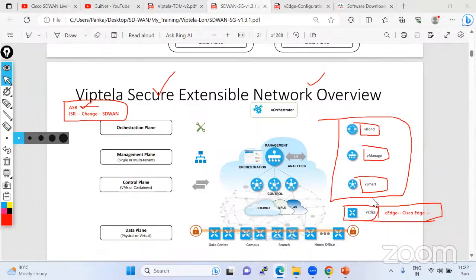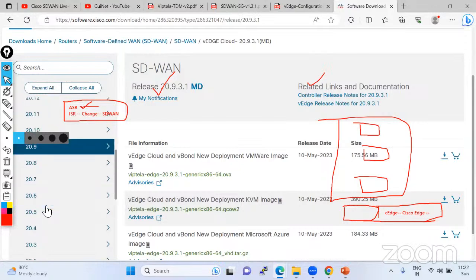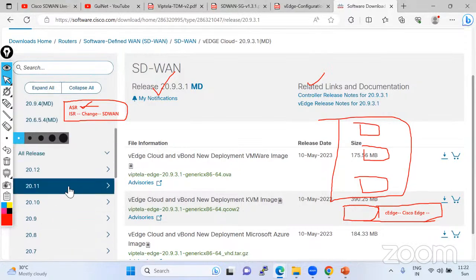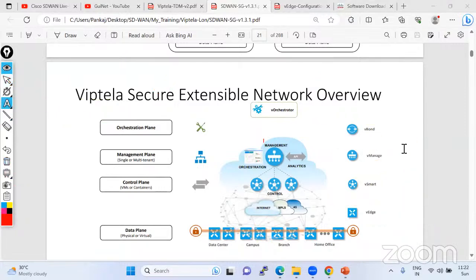This VBond, VManage, VSmart was still known as Cisco SD-WAN, Viptela SD-WAN till this 20.10 image. But recently, they developed 20.11, 20.12, where they again did the rebranding. So they named VBond as the validator, VManage as just the manager, and VSmart as the controller.